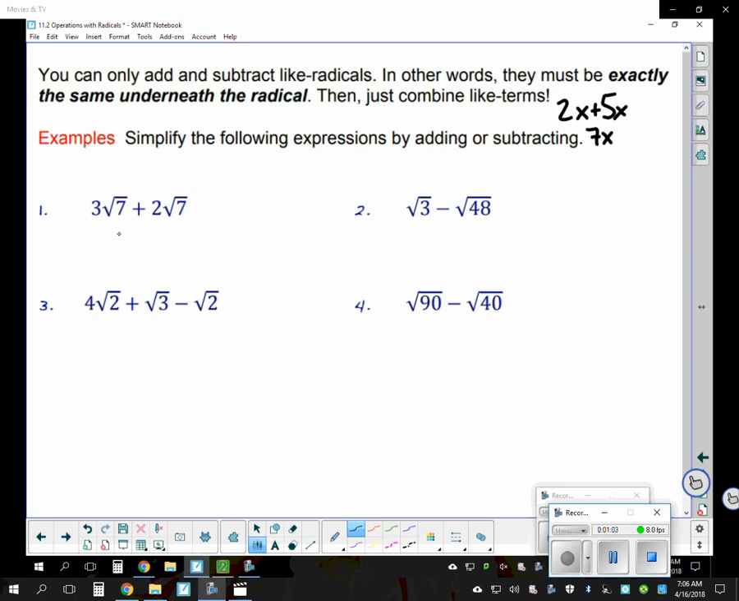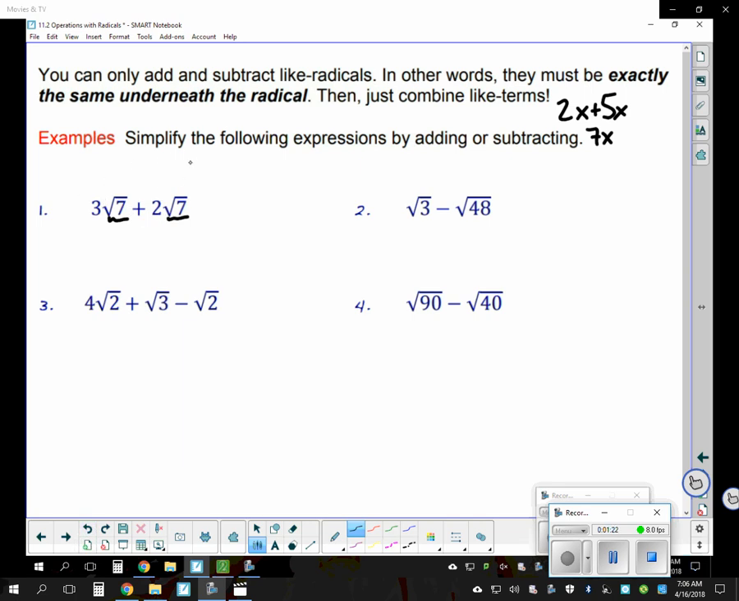So first, decide, are they like radicals? They both have square root of 7 underneath. So I would say definitely those are the same. That means they're like radicals. That means we can add them. So 3 and then 2, that gives you what?